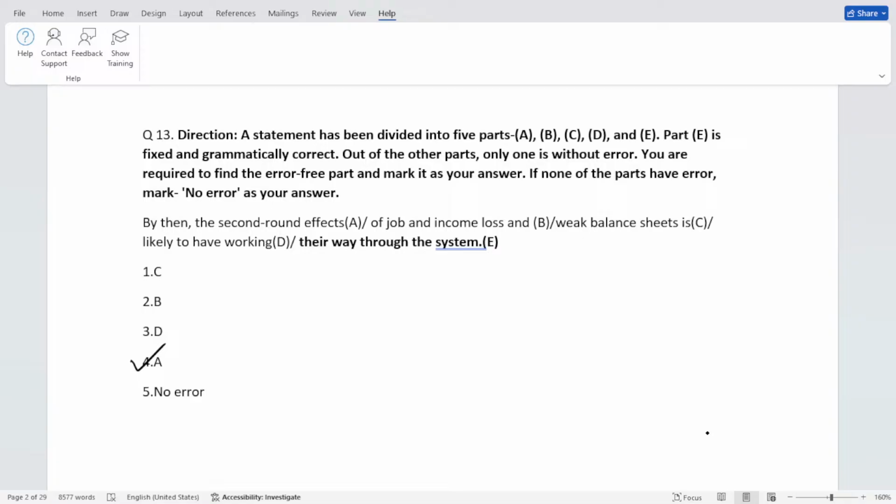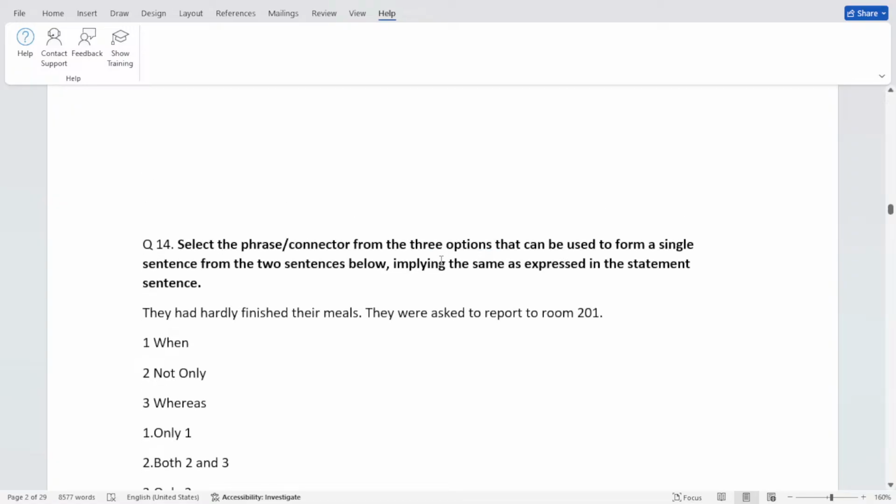By then, the second round effects of job and income loss is given, that is supposed to be changed into losses, and weak balance sheet is given, here is supposed to be changed to are, and have working is given, that is supposed to change into the worked. So now we will go for the next question.